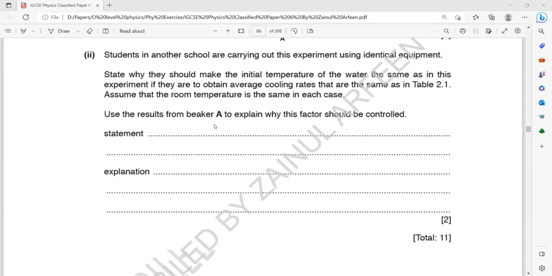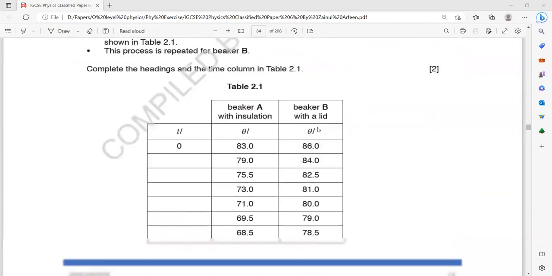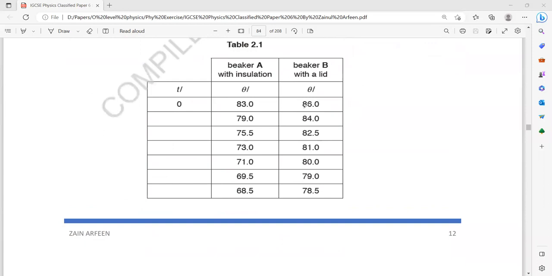Use the result from beaker A to explain why this factor should be controlled. So you can see, the thing is that if it has a higher initial temperature, the rate of cooling is faster. If you see this part, like the first 30 seconds, how much was the temperature change? It was 83 becomes 79.